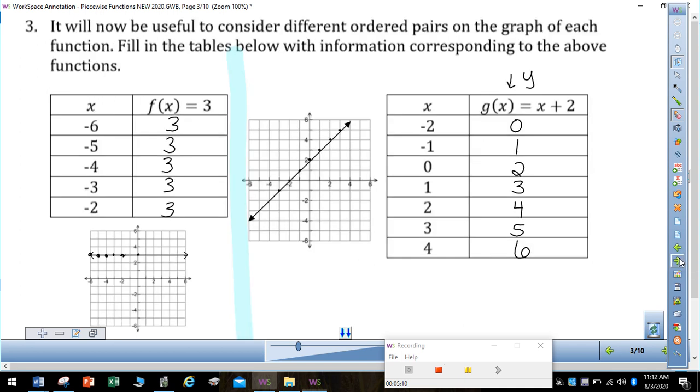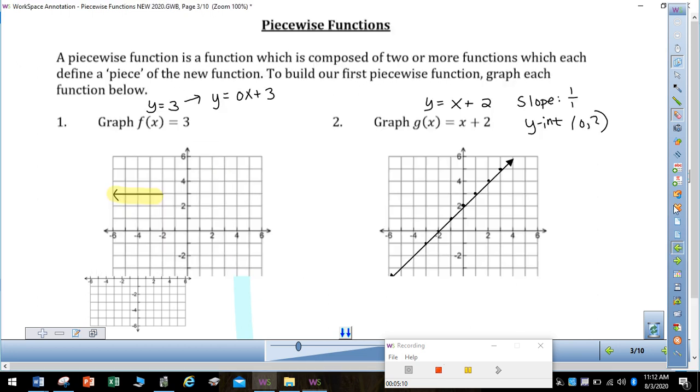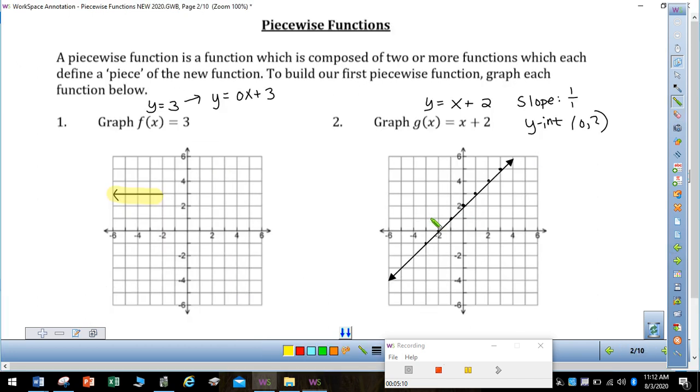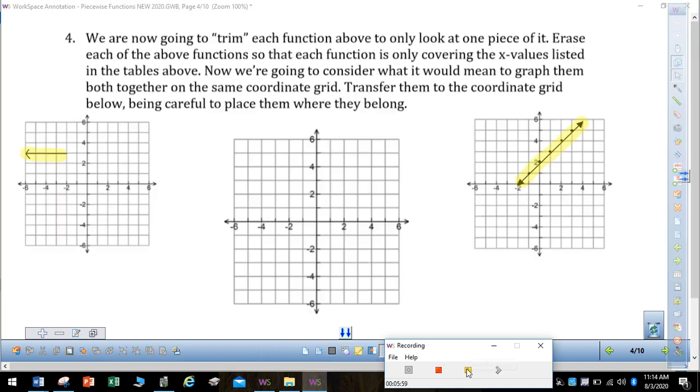Okay, now for the second graph, this table was for x values from -2 to +4. So I'm going to grab my highlighter again and start this at the x value of -2 and highlight all the way up here to the x value of +4. I'm going to grab my eraser, and everything to the left of -2 is getting erased.